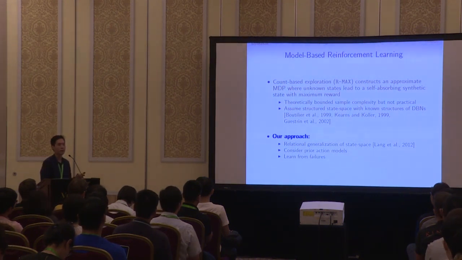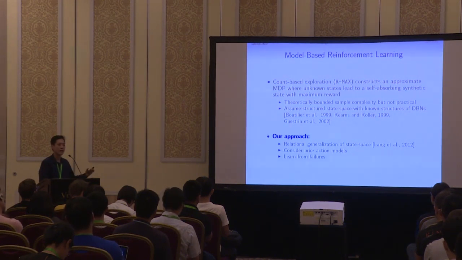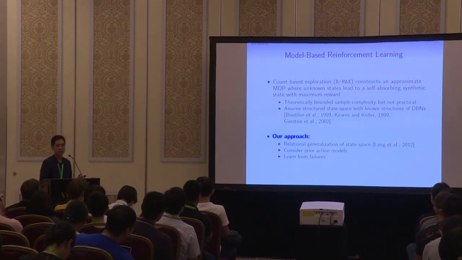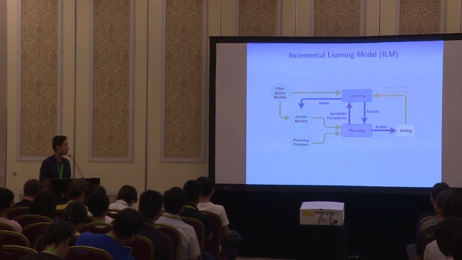So we count the number of times that the state has been visited, and we consider states that are relationally equivalent. For example, if we have a block A that's on block B, and we have a block B that's on block A, we consider that these two states are equivalent. Next, we also consider prior action models that had been learned in the previous episode. Lastly, we introduce a method to learn from failures to improve the exploration efficiency.